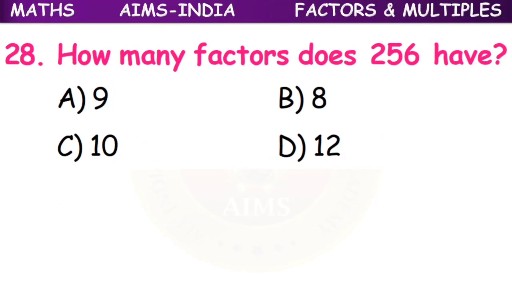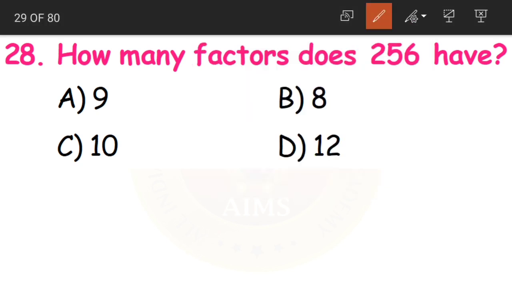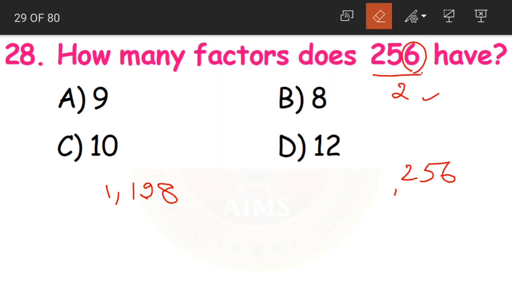Next, how many factors does 256 have? So we need to write all the factors now. 1, comma 256. Does it come in 2 table? Yes, it is having 6 in the ones place. So what will it be? 2 and 128. Then will it come in 3 table? 2 plus 5 is 7. 7 plus 6 is 13. No, it will not come in 3 table.